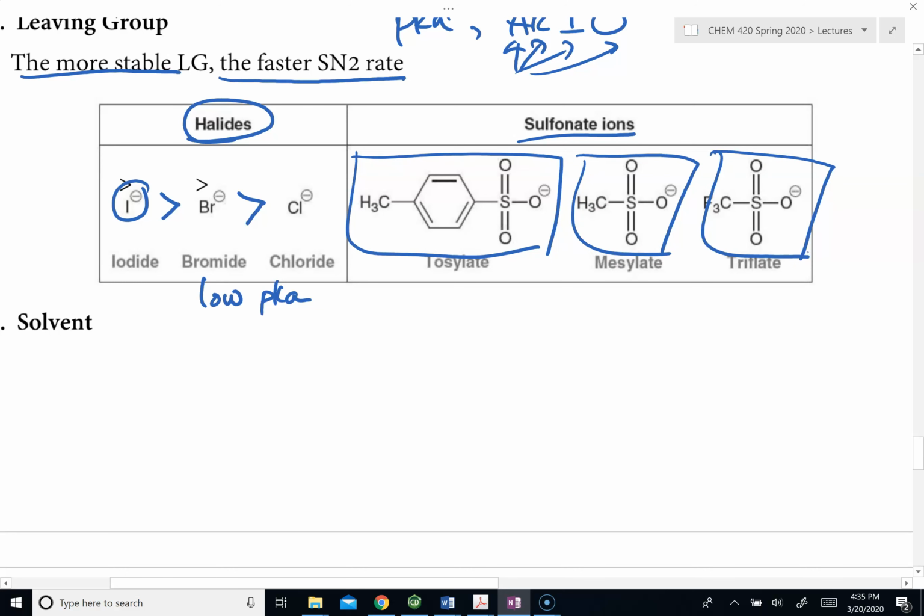Now, why are these good leaving group right here? The answer, if we were to be drawing out the resonance structure, we can see that this can form resonance structure really well. So the electron here on this oxygen can be donated to this oxygen and this oxygen as well. This is the same reason why the sulfuric acid is a strong acid, because the conjugate base that it forms is stable, just like this sulfonate ion that we see in here.